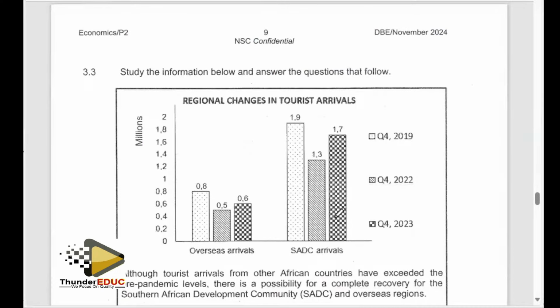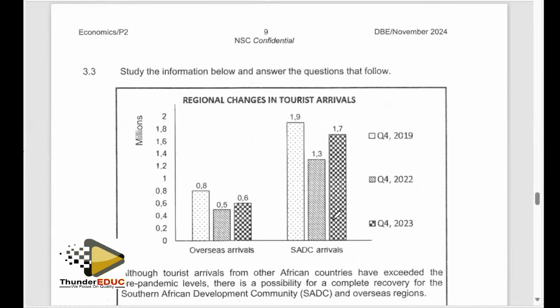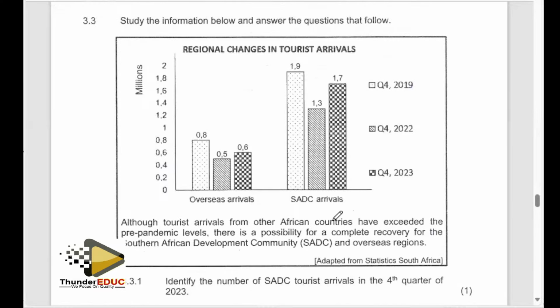So now the next question we have is 3.3. So 3.3 reads as follows. Read the information below and answer the questions that follow. So we have regional changes in tourist arrivals. We have millions on our y-axis, and on the x-axis we have overseas arrivals and SADC arrivals. Although tourist arrivals from other African countries have exceeded the pre-pandemic levels, there is a possibility for a complete recovery for the South African Development Community and overseas regions.